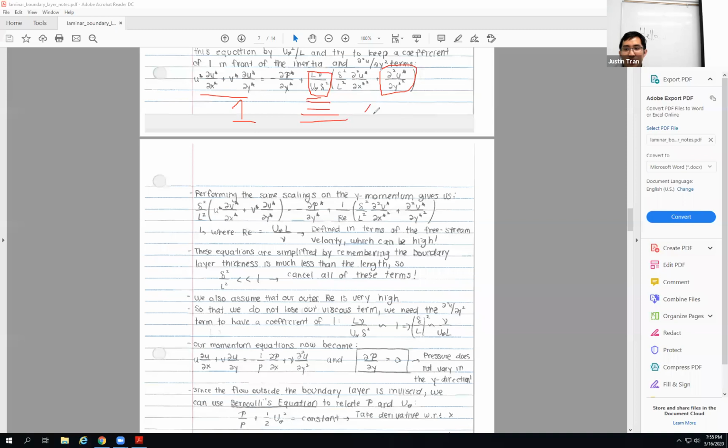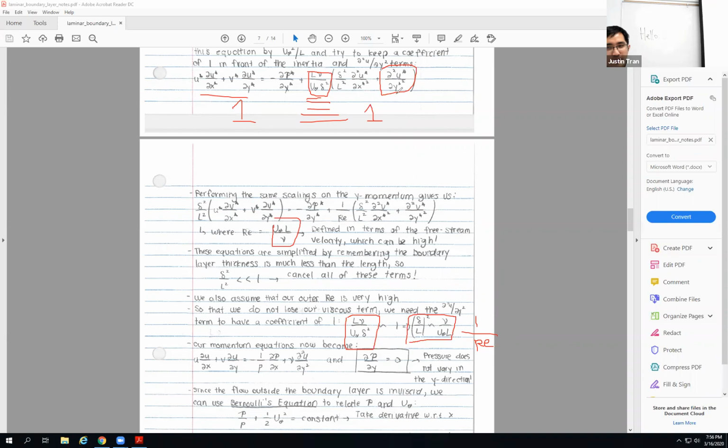So what we say is that this quantity right here, L nu over U infinity delta squared, is on the order of one. If we manipulate this equation a little bit, we can say that delta squared over L squared is proportional to nu over U infinity times L, where U infinity L over nu is the Reynolds number, so this is the same as 1 over the Reynolds number.